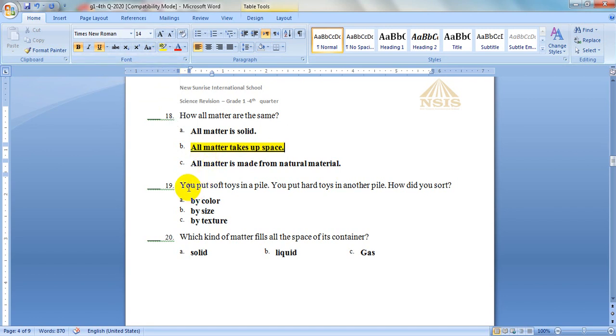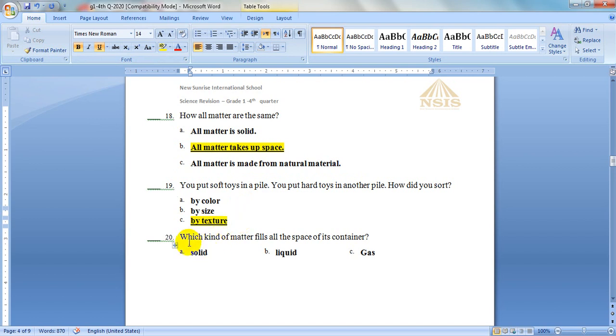19. You put soft toys in a pile and you put hard toys in another pile. How did you sort? How did you divide your toys like this? The soft ones together and the hard ones together. By color, by size, or by texture. To be hard or soft is texture, and this is one property of matter, to be soft or hard, or as we call it, texture.